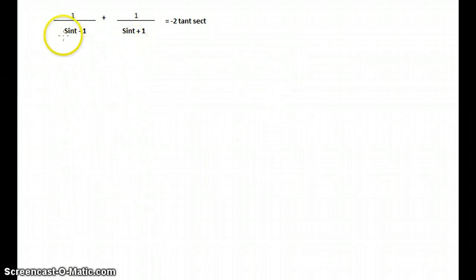Well, this side has sine t minus 1 and the other side has sine t plus 1. Those two are conjugates of each other. It just happens to be like that. But to get a common denominator, you want to multiply this side right there by sine t plus 1.